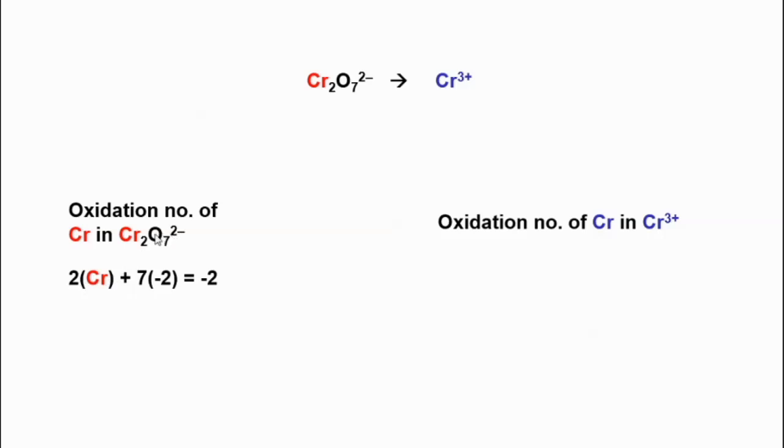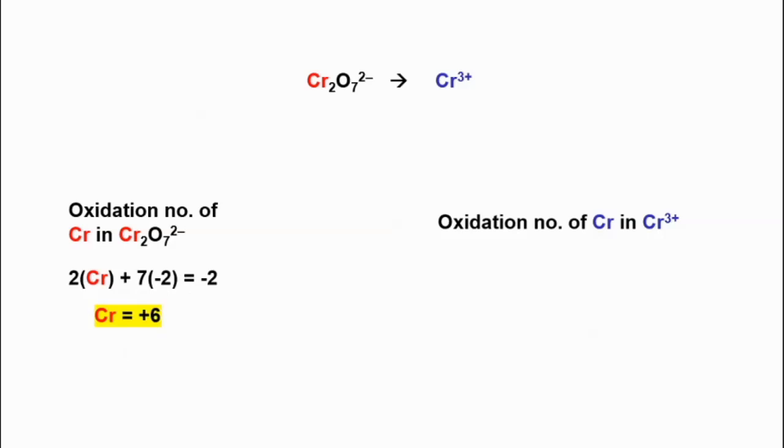And oxygen: there are 7 moles of oxygen atoms in dichromate, and since the oxidation number of oxygen is -2, we multiply 7 by -2, equals -2. Maybe you might ask, what is this -2 actually? This -2 represents the total charge of dichromate, which is 2-. So that's why we put -2. If we solve for this, the oxidation number of chromium should be +6.